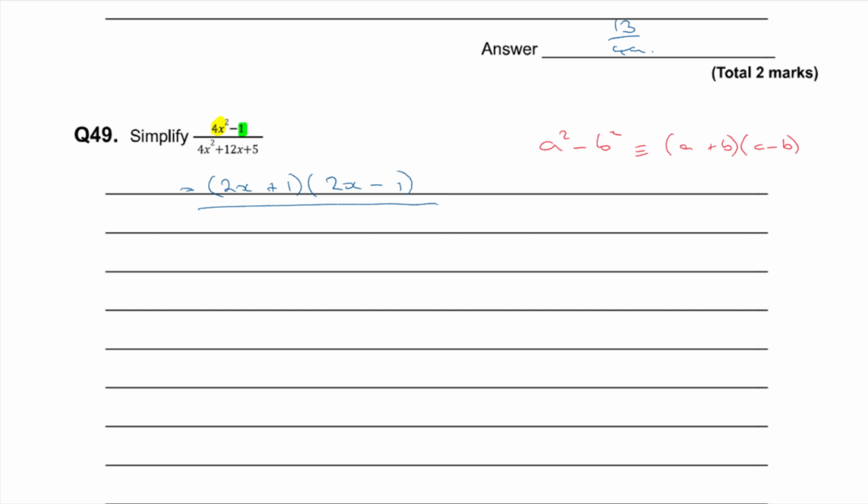On the bottom I've got 4x squared plus 12x plus 5. Now if it factorizes, it's going to factorize into two brackets, but annoyingly it's got a lead coefficient of 4. So it could be 4x and x, or it could be 2x and 2x. Now, because of the nature of the question, I'm suspecting it's the second one, so we can cancel some of the 2x plus somethings with the 2x plus somethings underneath. So I'm beginning to think it's probably not that one.